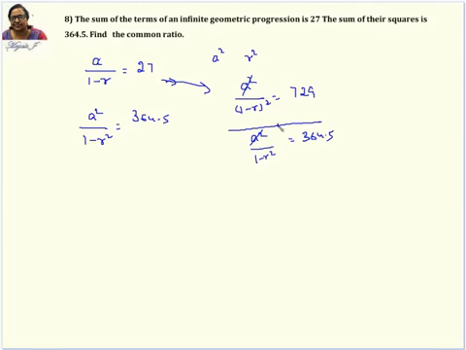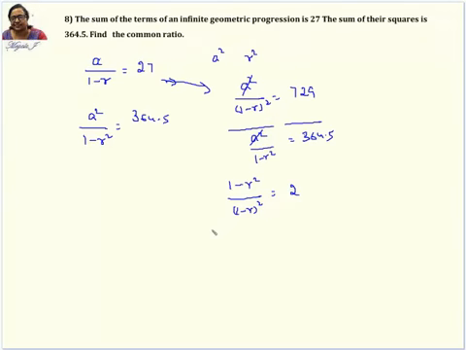Sorry, I am not supposed to put a line in between. So this is going to be (1 minus r squared) divided by (1 minus r) the whole squared. And here, what is 729 by 364.5? 364.5 into 2 is 729. It's 2. Good. That's it.